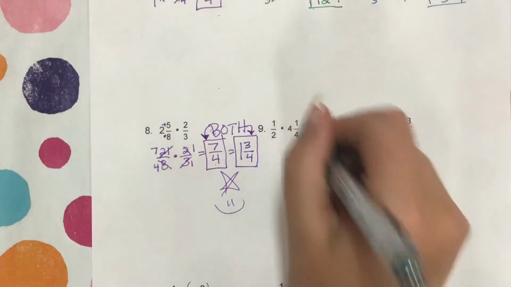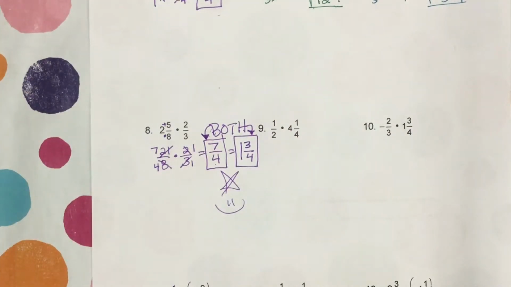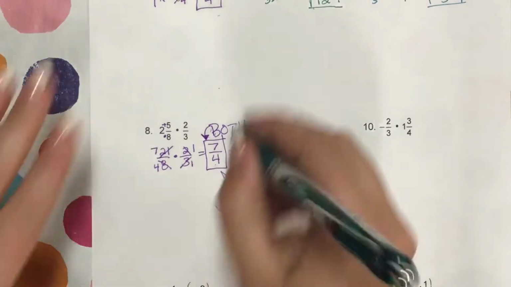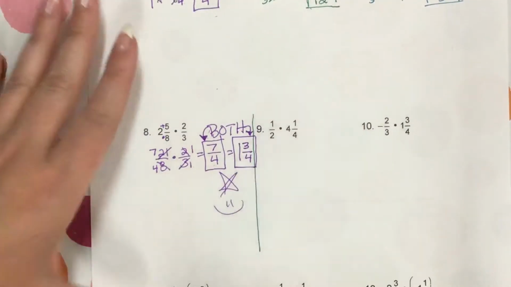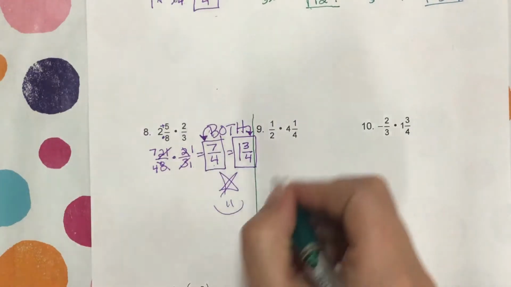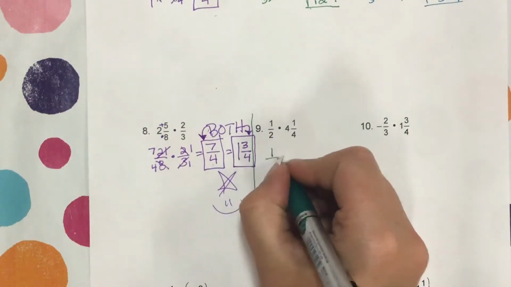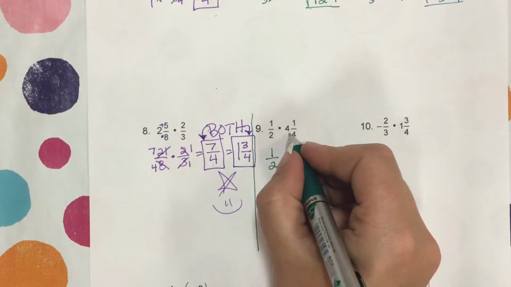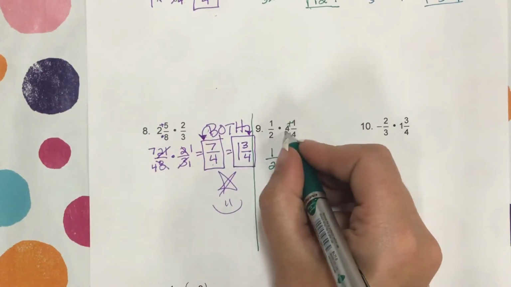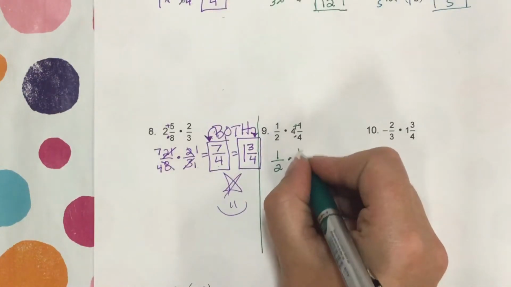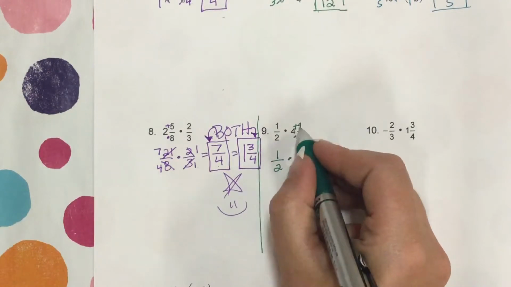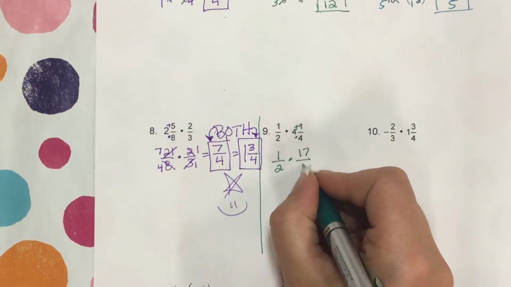We have 1/2 times 4 and 1/4. So do you see it? Yes, it is a mixed number that must be changed to an improper fraction, so let's do it. We have 1/2 times, we have to multiply and then add. 4 times 4 is 16, plus 1 is 17. 16, 17, all over. You keep the same number on the bottom, 4.